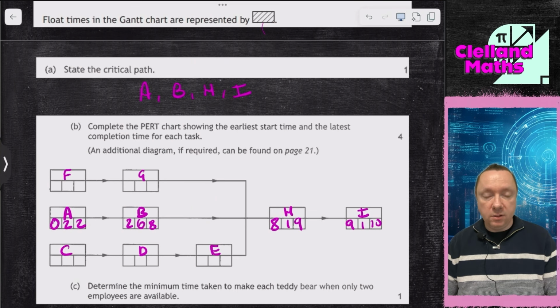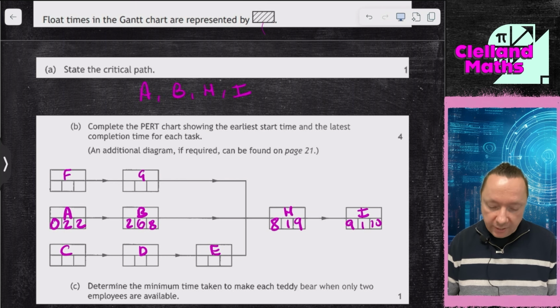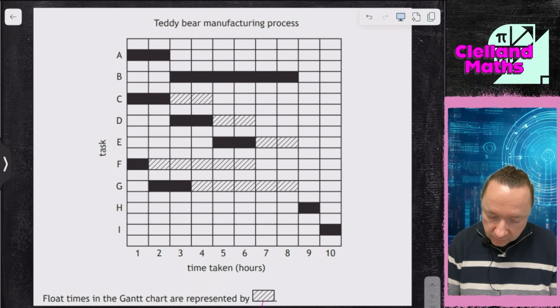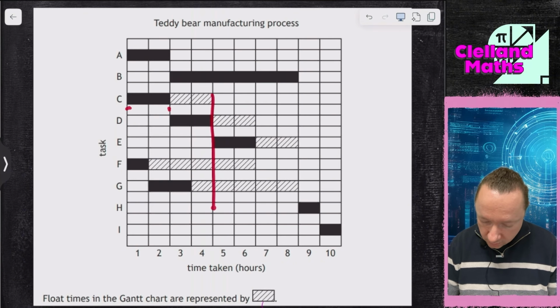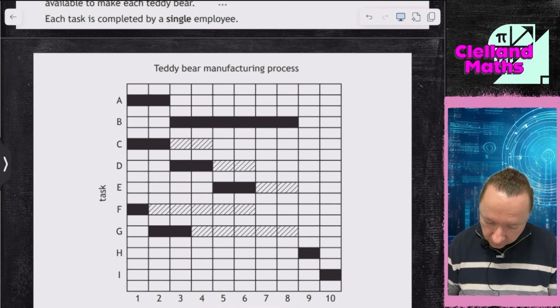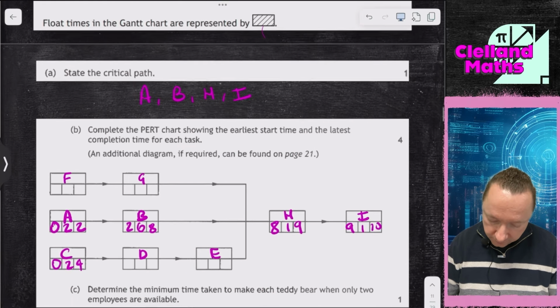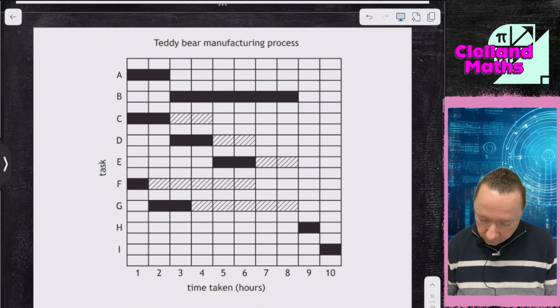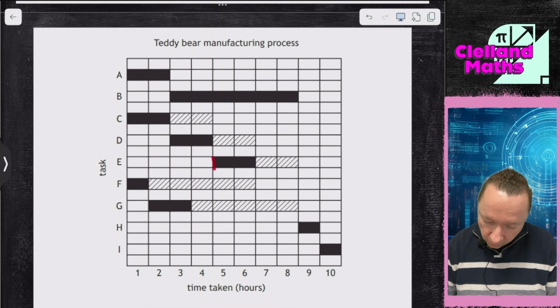Then we'll put in our earliest start, our duration, and our latest end time. Let's start off with the bottom, C, D, and E. C: 0, 2, 4. D: 2, 2, and then 6. E: 4, 2, 8.